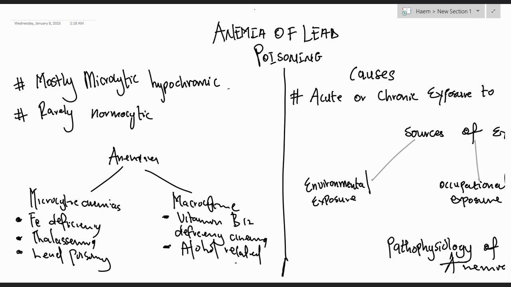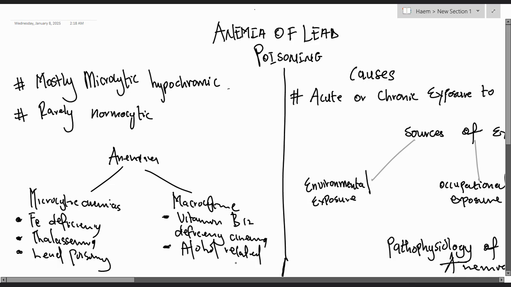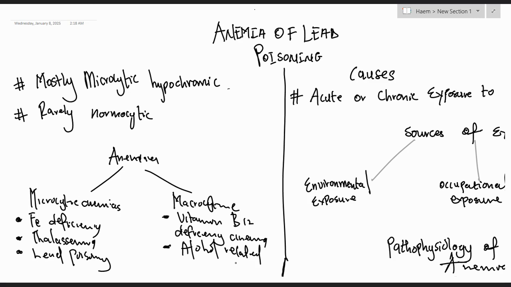So we've already talked about the microcytic anemias, especially the iron deficiency anemia and the thalassemia. So today we are going to talk about the anemia of lead poisoning. In future videos we'll talk about the vitamin B12 deficiency and then the alcohol related and other anemias, especially the anemias that are related with hemoglobinopathies, that's the sickle cell anemias and so on.